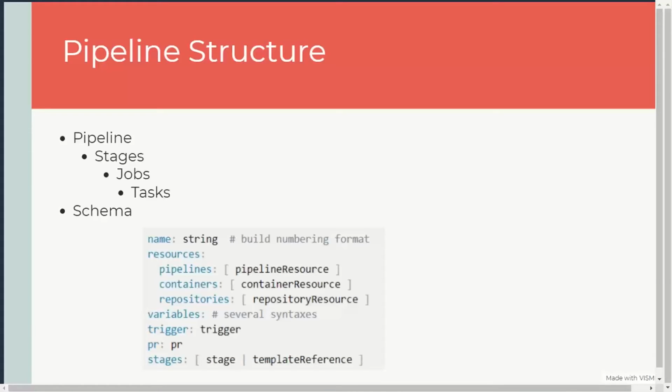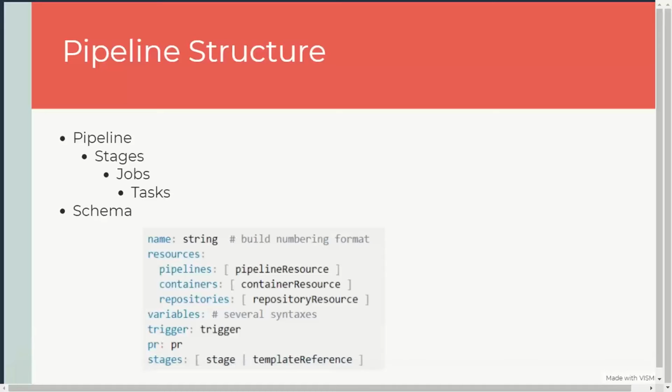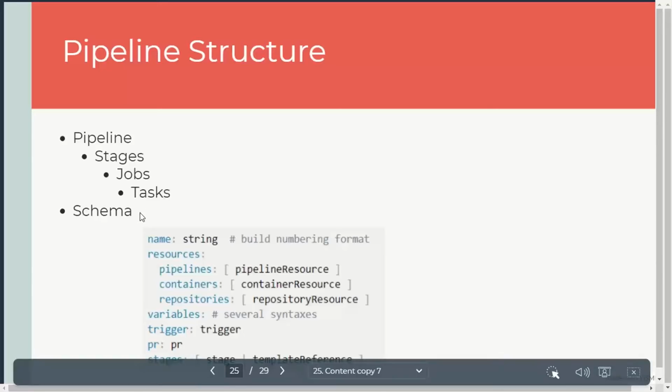So maybe all the jobs will be run parallelly. That's what we discussed in the last session. And then the task is the basic building block, the particular unit. For example, we have the scripts, and those come under the task. Under the job we will have many scripts or steps, and that is called a task. Okay, and then this is the YAML schema.